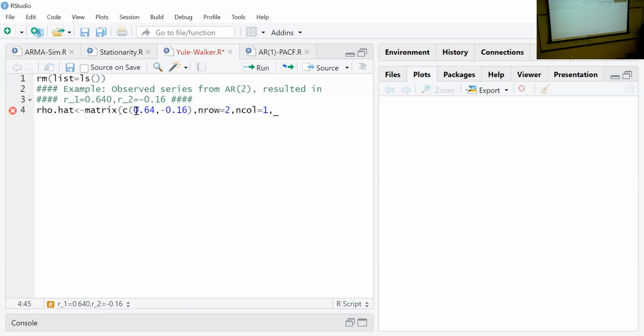With R, you've got to specify if it is by row or by column. If you don't specify, it's going to start filling the values from left to right. If you want it from top to bottom, you've got to specify byrow equals TRUE.